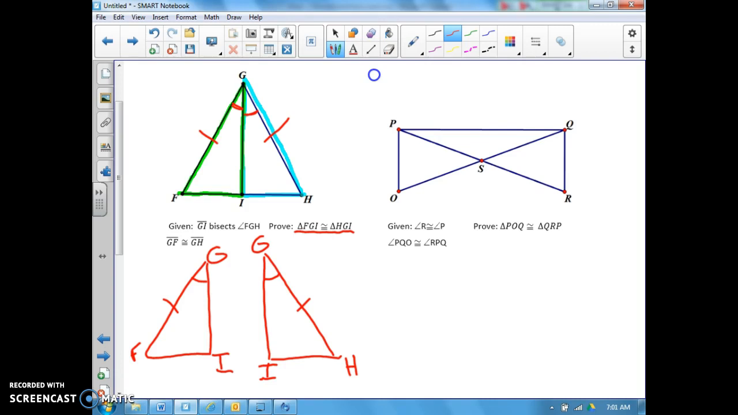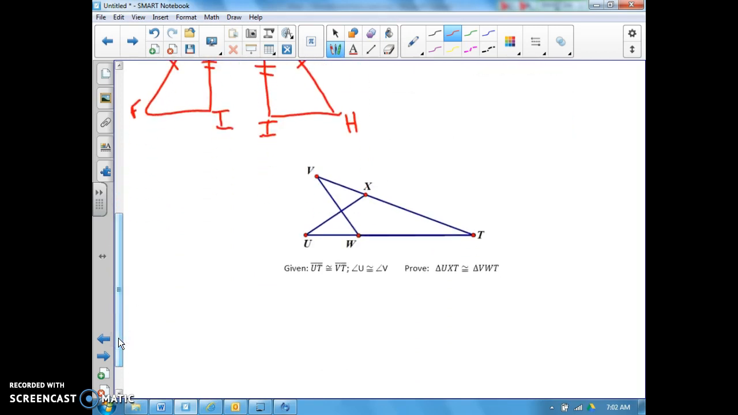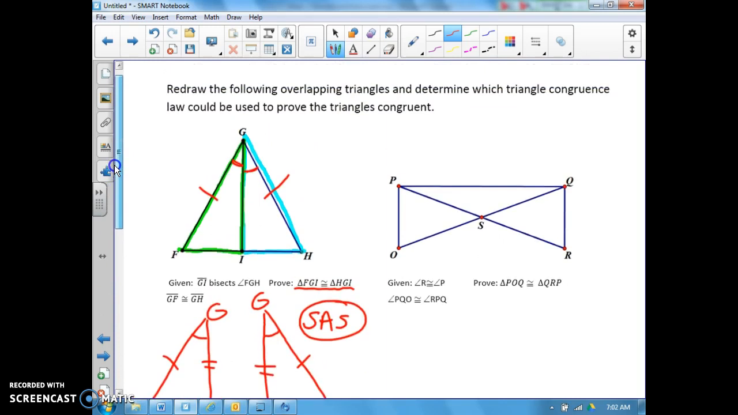Now, the overlap. The overlap's important because they both share that length in common. GI has to be congruent to GI because it's the same segment. So the overlap is very important. So looking at my new diagrams down here, I have SAS. So these would be congruent by SAS. Boom. I want you now to go through and label the other two diagrams on here, separate them, label them, and figure out what law you would use. Okay?